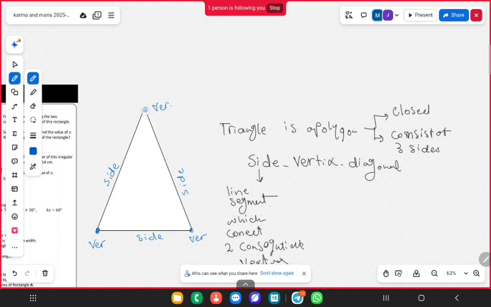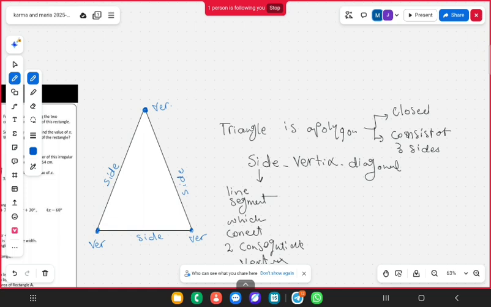About this, we have a vertex like that, and a vertex like that, and a vertex like that. Why do I call it a vertex? Because that's where it connects. If I connect them together, it will give me a side, right?